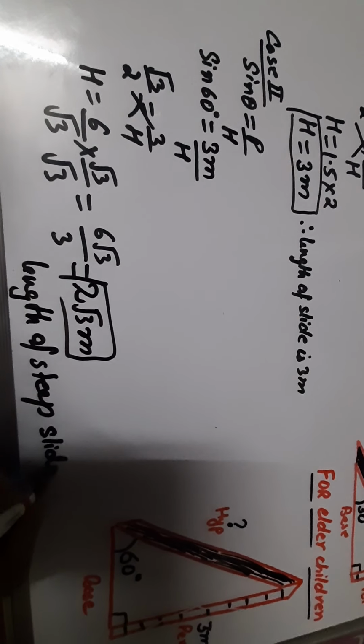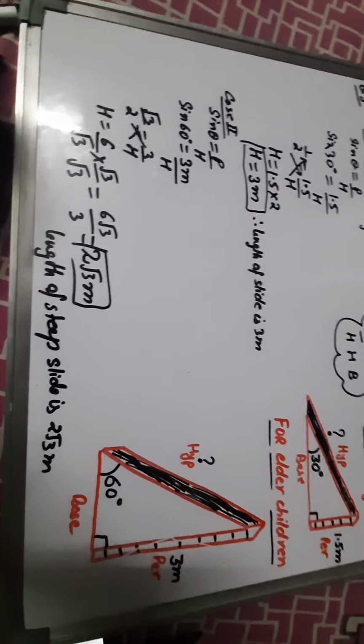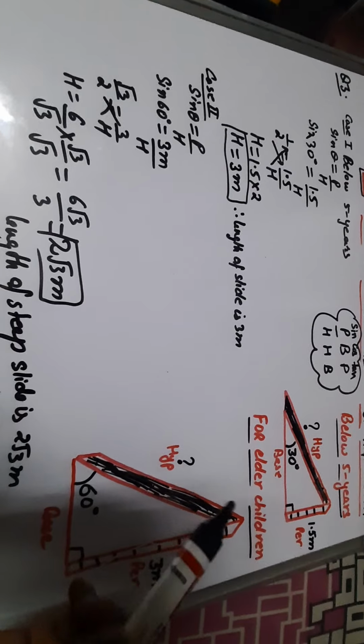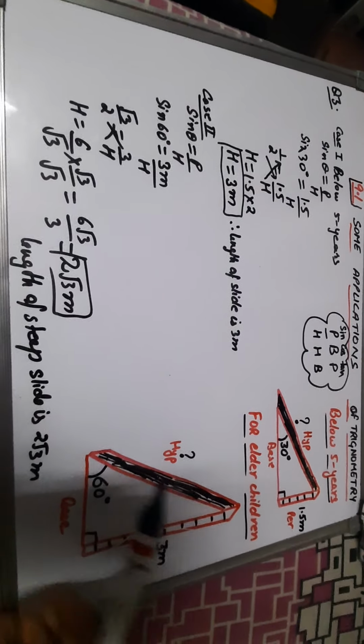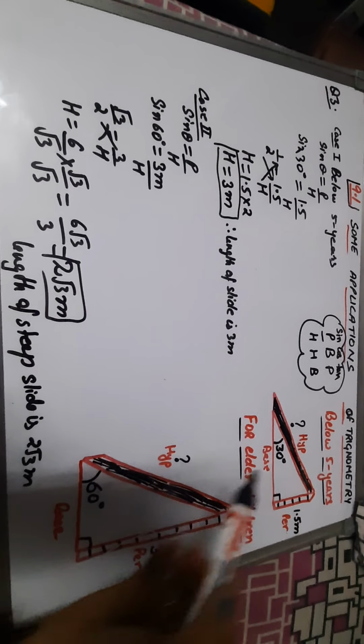So the steep slide is 2 root 3 meters. I hope it is clear to you. I hope, dear children, it is clear to you. You must note down this. So 2 types of slides are there.